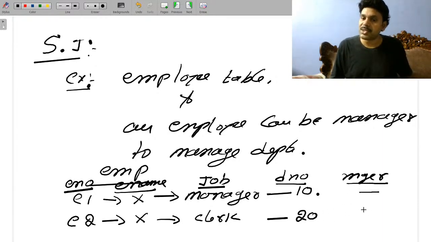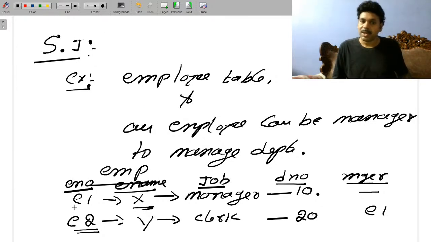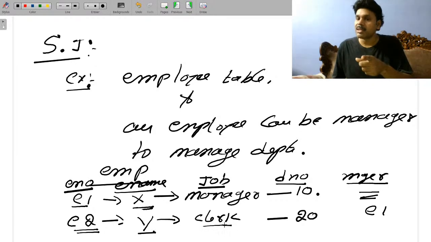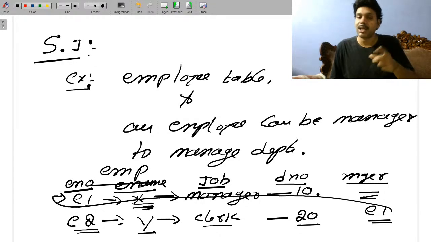Who is the manager for this 20? The guy is called E1. So please observe, E2's manager is X. E1 does not have any manager as he is running the company on his own. E2, by name Y, is working as a clerk under department 20. Who is the manager to him? E1 is the manager. Please see, E1 is the manager, and X is the manager of E2.